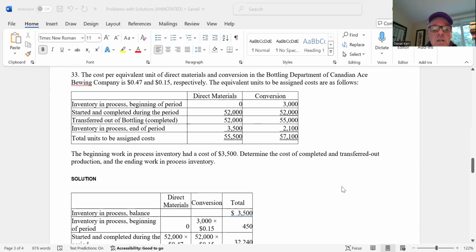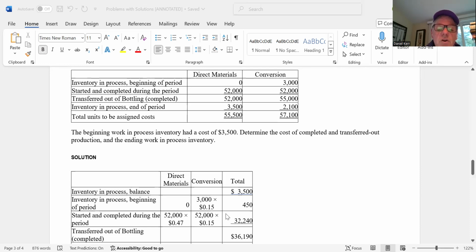in process inventory. So you had beginning inventory of 3,500, and that beginning inventory we assume was fully complete with regard to materials. But it was not complete with regard to conversion, so it required 3,000 equivalent units of additional conversion costs, so that's 3,000 times 15. The 52,000 was started and completed, so you've got materials cost of 47 cents and conversion cost of 15 cents. That combined gives you 32,240.